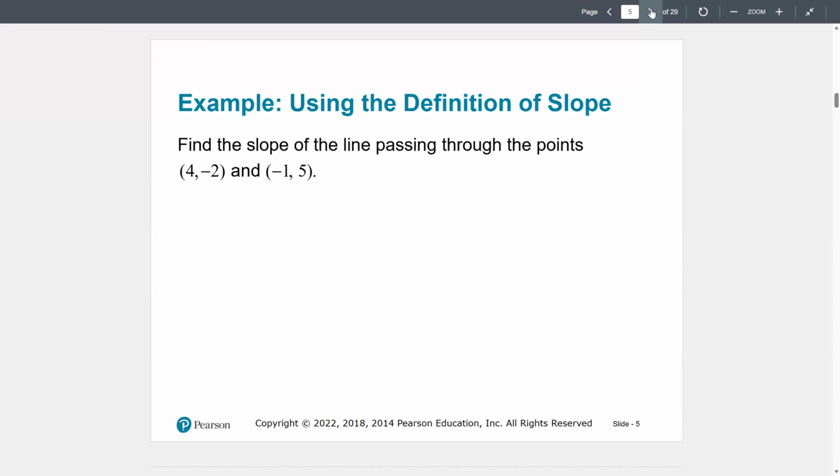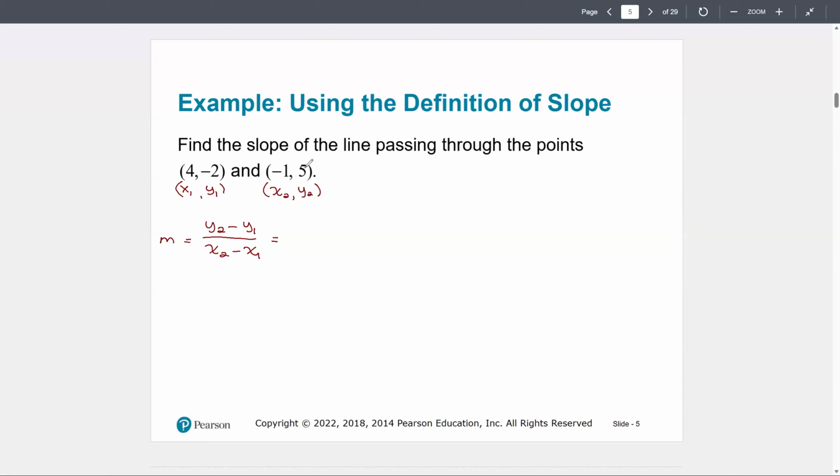So we want to find the slope of a line that passes through the points (4, -2) and (-1, 5). It doesn't matter which ones are your 1's or which ones are your 2's. I just usually go in order. So these ones came first, so I'll make these x1, y1. And these came second, so I'll make them x2, y2. Now slope, if you remember, is going to be y2 minus y1 over x2 minus x1.